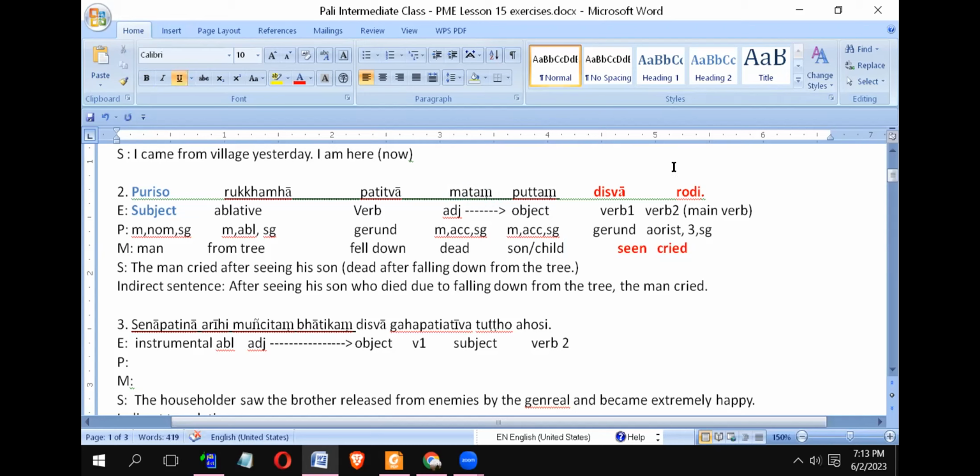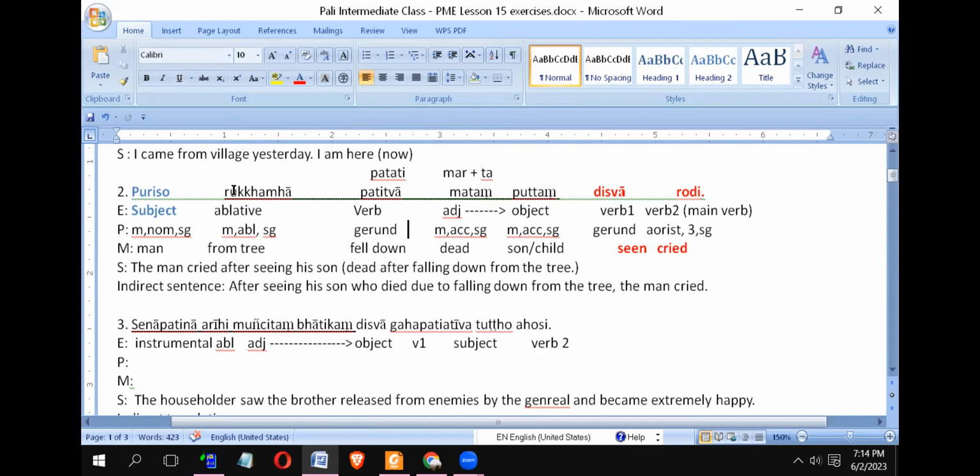Because we are learning about the past participle, matam means mata. Remember just now we had mar plus ta, so you get mata. So he saw the son, putam matam. But why did this son pass away? It is explained like this. He fell down, patitua, from the word patati. Why did the son die? Because he fell down. Fell down from where? The lukamha, ablative, from the tree.